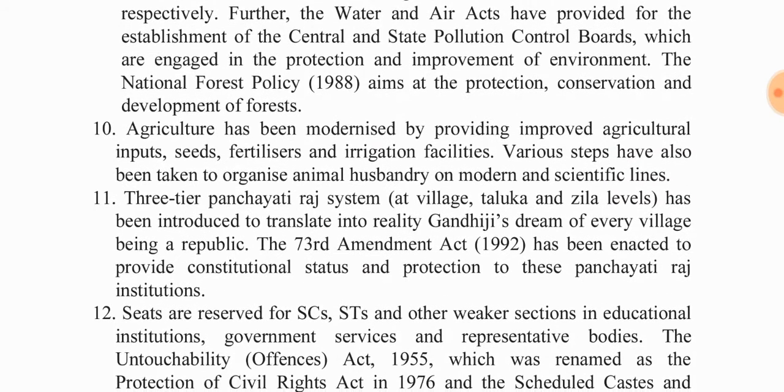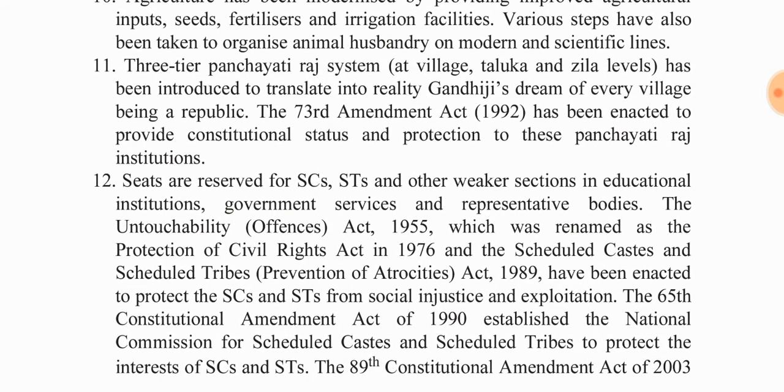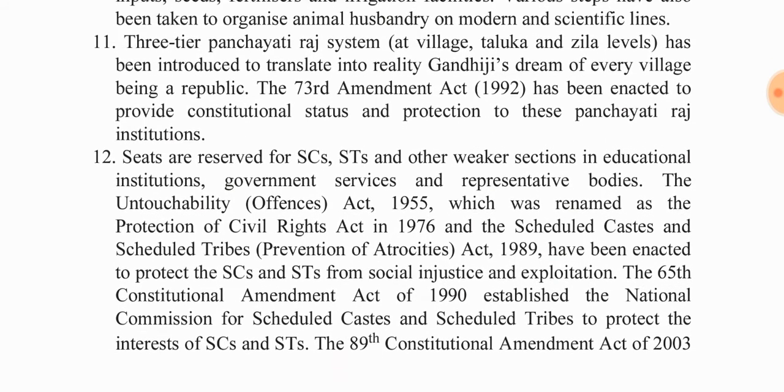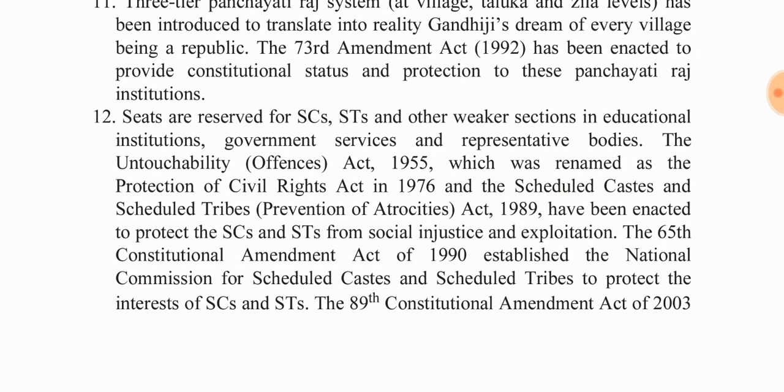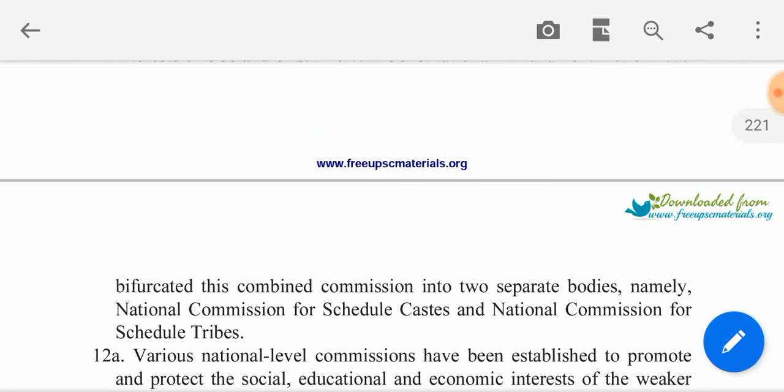Then the three-tier Panchayati Raj system at village, taluk and Zilla levels has been introduced to translate into reality Gandhiji's dream of every village being a republic. The 73rd Amendment Act of 1992 has been enacted to provide constitutional status and protection to these Panchayati Raj institutions. This was also done by the DPSPs, and the National Commission for Protection of Child Rights in 2007. And this is important: the Criminal Procedure Code 1973 separated the judiciary from the executive in the public services of the state.